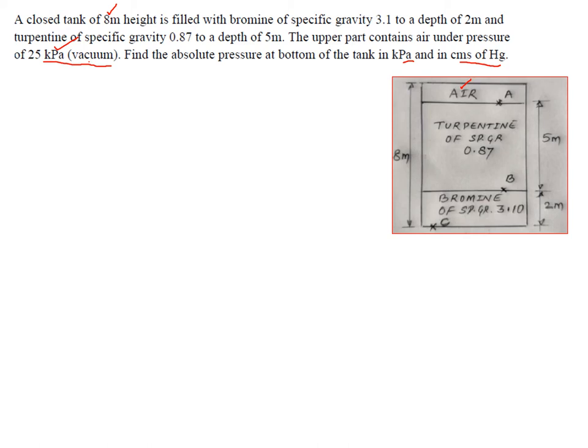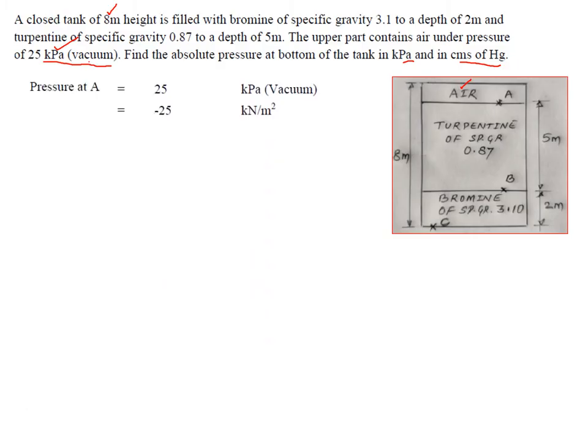Okay, so now it cannot be taken as 0. Here the pressure will be minus 25 kilopascal. Then as we move downwards, pressure increases, so it is minus 25 plus specific gravity 0.87 into 9.81 into 5 meters. Then we'll get the pressure at B. Similarly, if you want to find the pressure at C, then it is pressure at B plus 3.1 into 9.81, the specific weight, into 2 meters. That gives the pressure in kilopascal, because everything is measured in kilonewton per meter square, which is nothing but kilopascal.